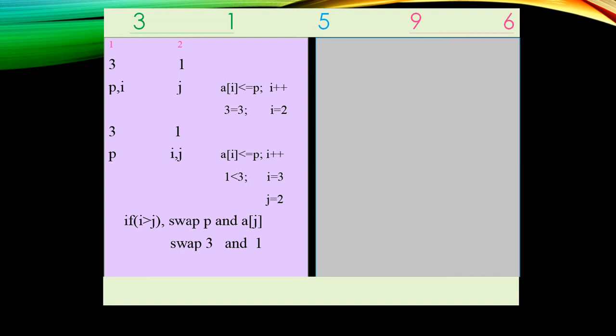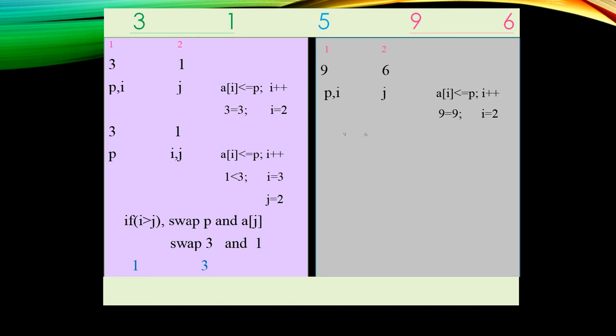After swapping, we can see the given left subarray 3 and 1 became 1 and 3. And the pivot element 3 is reached in its correct position. Next, consider the right subarray 9 and 6. Here the pivot element p is 9 and position I is equal to 1 and j is equal to 2. Then we have to check the first rule, whether a of I is less than or equal to p. Here 9 is equal to 9, so the condition is true.